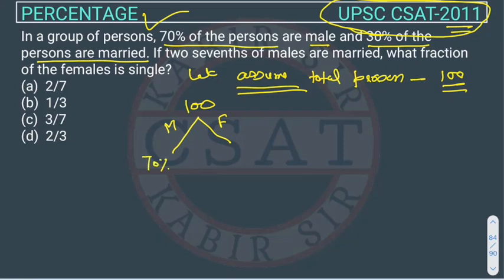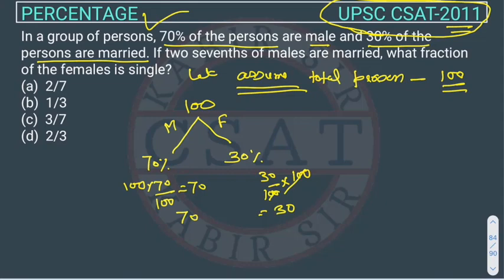If 70% are male, then the remaining will be female. So the remaining is 30%. So 30% are female. It is in percentage, so the figure will be 70% of 100, which comes out to 70, and 30% of 100, which comes out to 30. Right. So there are 70 male and 30 female.